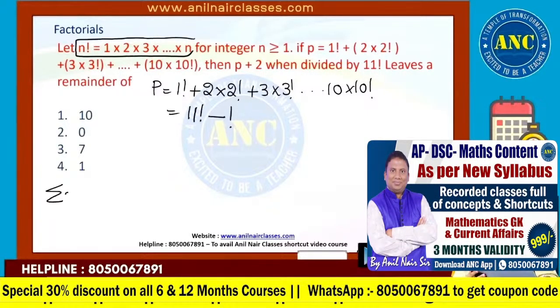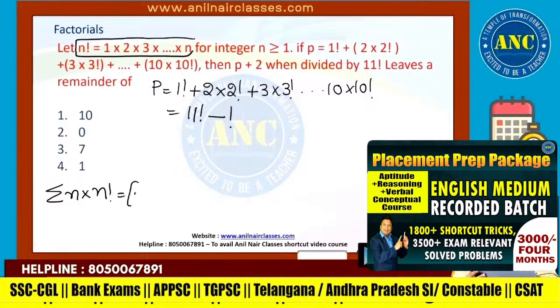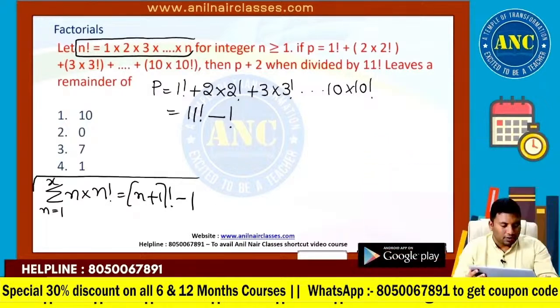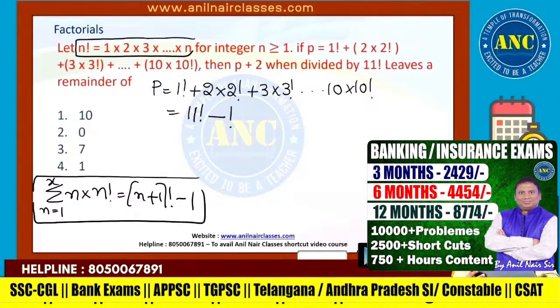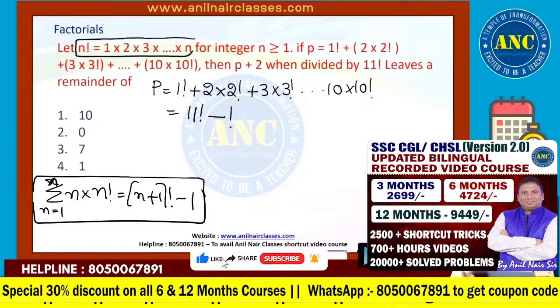Why? Because just now we discussed summation of n into n factorial is nothing but n plus 1 factorial minus 1, with n from 1 to some value. If you know this conclusion, it's an easy question.